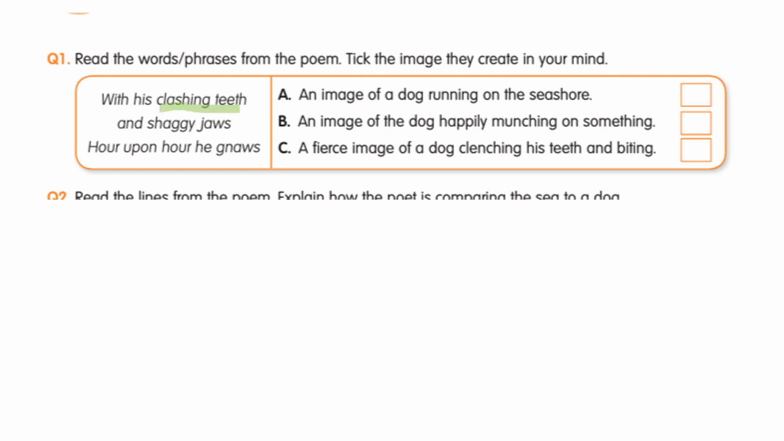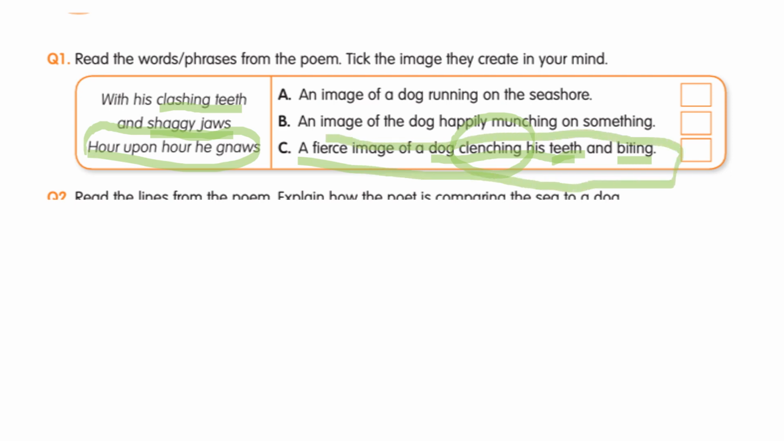So we have clashing teeth, shaggy jaws, R upon R he gnaws. Even if you do not know the meaning, we will try to identify certain things. Clashing teeth, there's a word teeth here. Shaggy jaws, jaws are used to bite. R upon R he gnaws. Dog clenching his teeth. Clenching, I think most of you will not be able to understand the meaning, and it's absolutely fine. We can try to understand the meaning of this whole sentence by a hit and trial method as well. Okay.